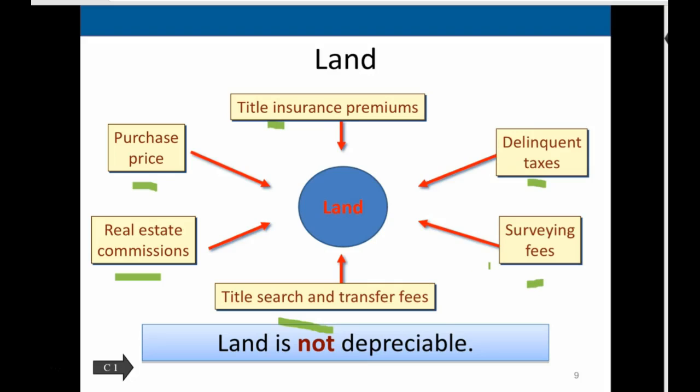Some things that books like to test on land oftentimes is anything that is used to prep the land for its intended use. For example, if there's a dilapidated building on the land and we intend to tear it down and build a new building on the land, then the cost of tearing down the old building is not included in the cost of the new building. It's included in the cost of the land. And so that's one question that comes up often, which seems a little bit tricky.